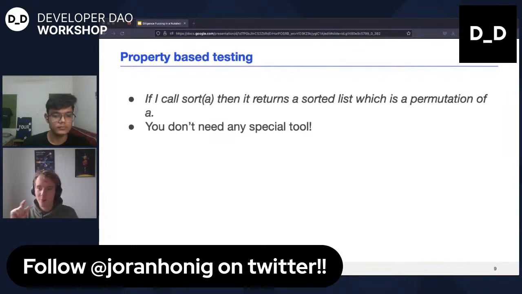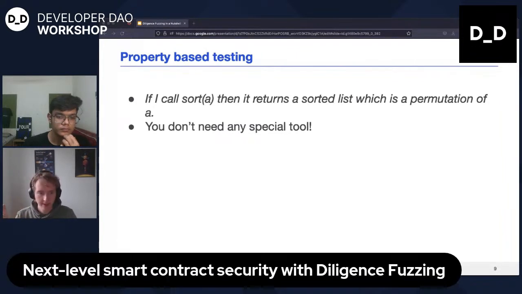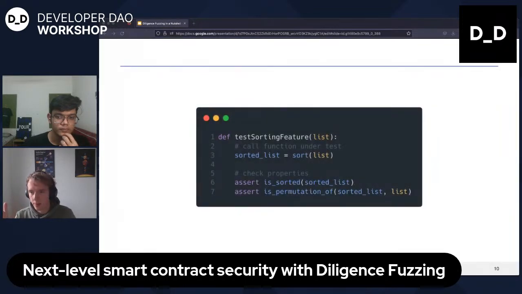And it's important to note that you don't need any tool to use this idea of separating the property or behavior from the test case. Here's an example of a test case that I wrote in Python that takes this idea, takes the property of a sorted list, and separates it into two parts. First, we call the system under test, and then we check the two properties: we check if it's sorted, and we check the permutation property.